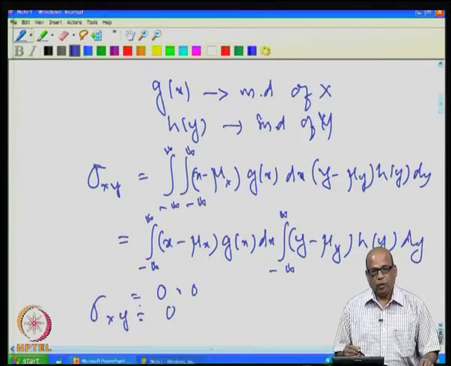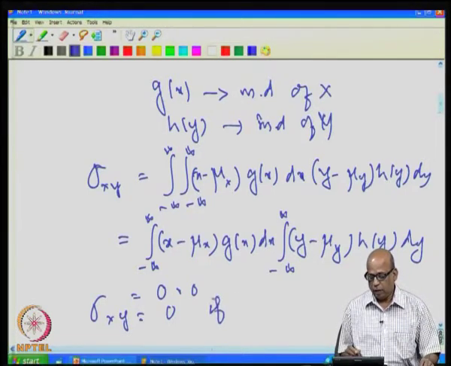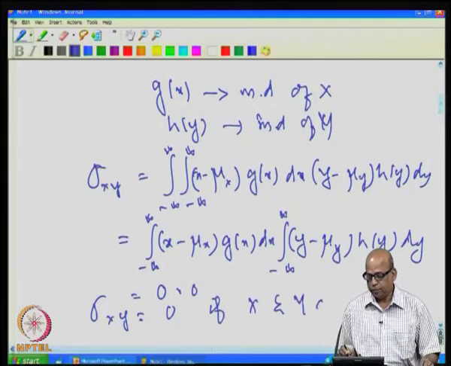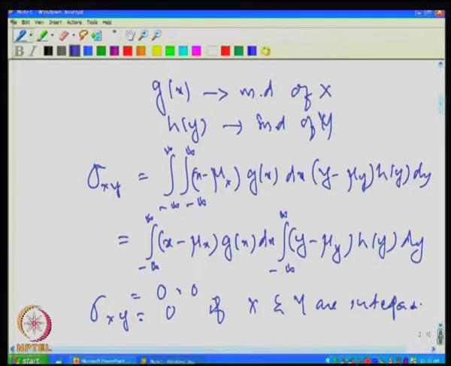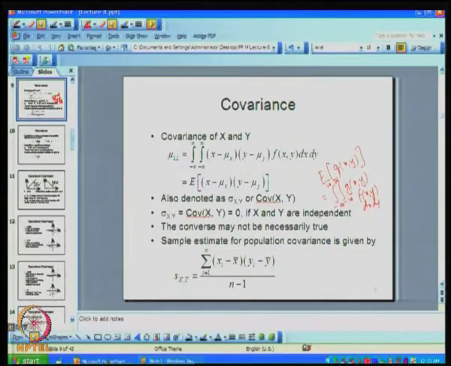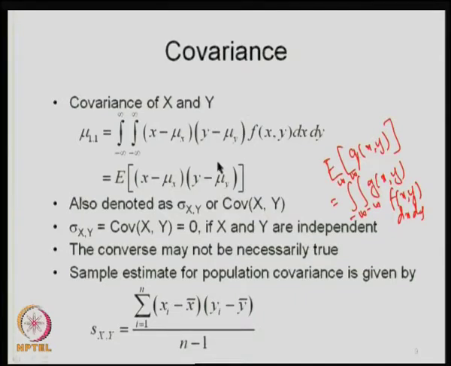So, sigma x y will be equal to 0 if x and y are independent. You must remember, however, that the converse is not in general true. That is, you may have covariance of x comma y as 0, but that does not necessarily mean that x and y are independent. So, we state sigma x y is equal to 0 if x and y are independent. However, the converse may not be necessarily true.